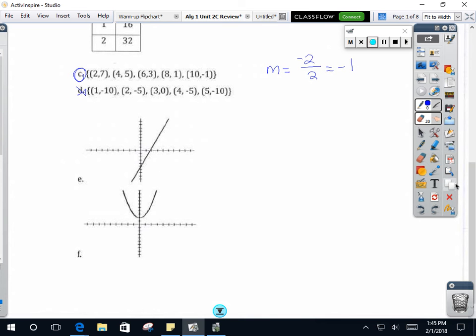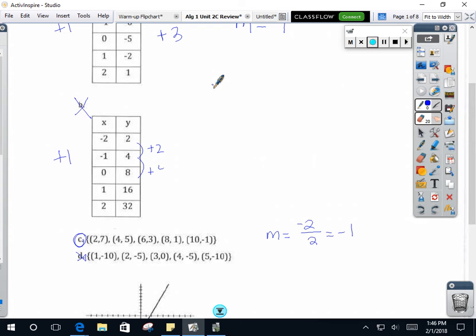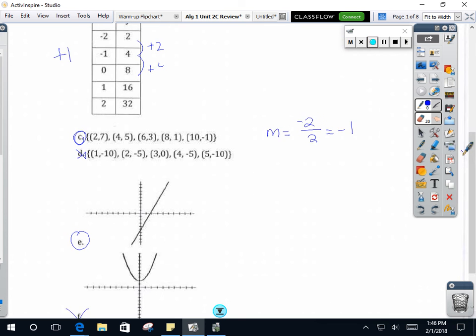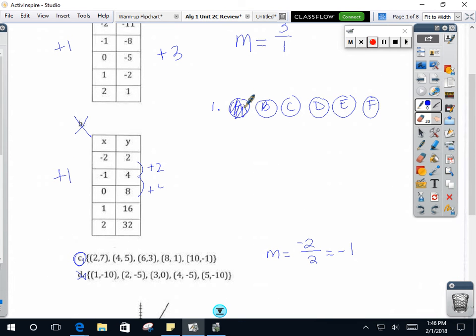All right, then the graphs are the easiest. Is this graph linear? Definitely. Is this one linear? No. So on tomorrow's test, this is what this one looked like. It'd have number 1, A through F, and then those are all bubbles. And you would just bubble in your answers. So the ones that were linear today were A, C, and E. So tomorrow you would bubble in the A, the C, and the E. Does that make sense?